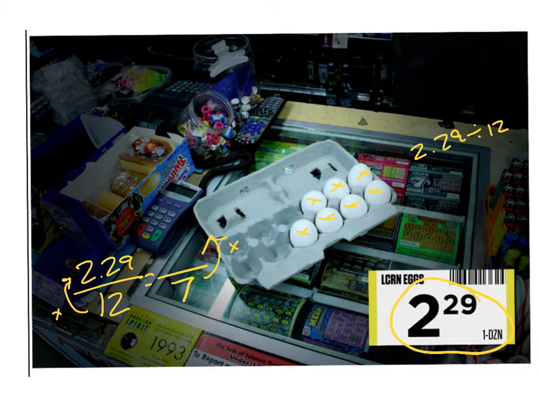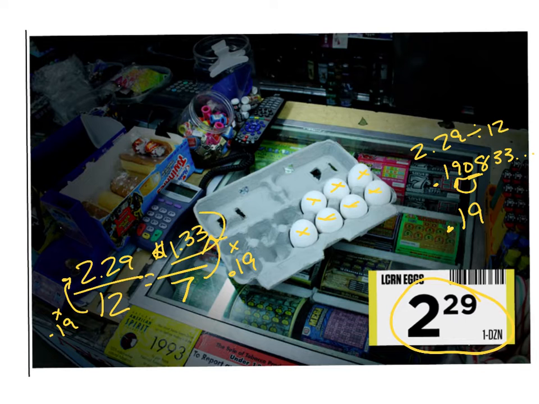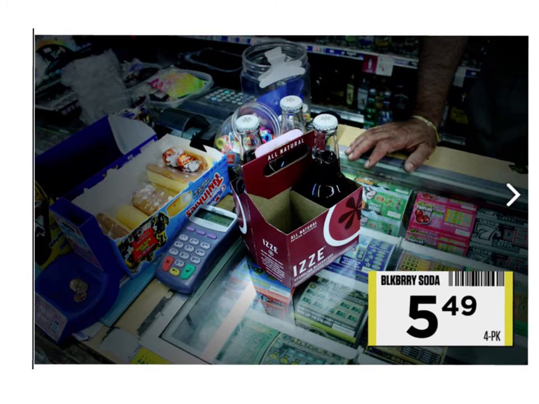Plug that into the calculator, you get 0.1908333, keeps on going. We're going to round it to the nearest cent. This 0 does nothing to that 9, so we have 19 cents. So we're going to multiply it by 19 cents. So 7 times 19 cents, we would sell these for $1.33. Let's do another one.